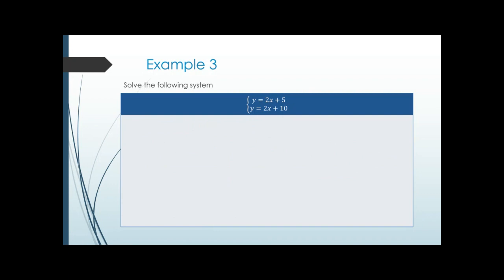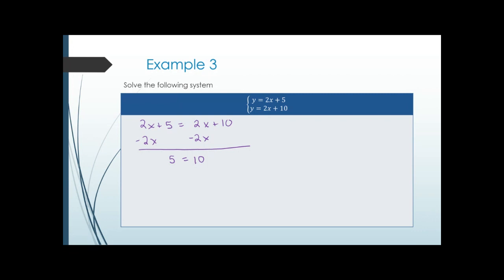So now let's take a look at example 3. So again, these are both solved for y, so I'm going to set them equal to each other. So I have the top equation, 2x plus 5, and it equals the bottom equation, which is 2x plus 10. So I'm going to solve for x, so I'm going to subtract 2x on both sides. So 2 minus 2 is 0. So again, the x's cancel, and I have 5 equals 10.